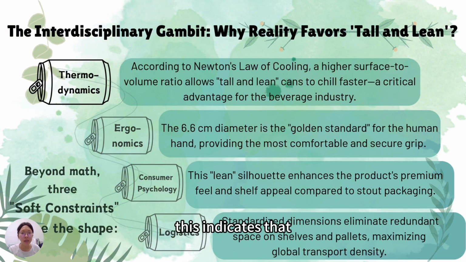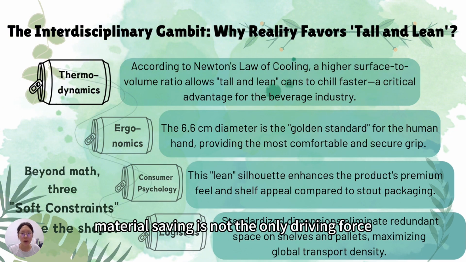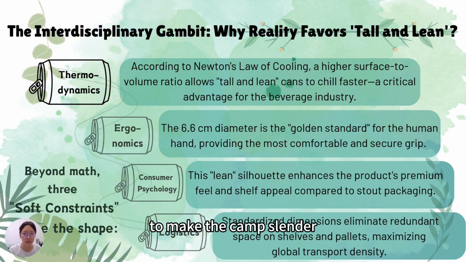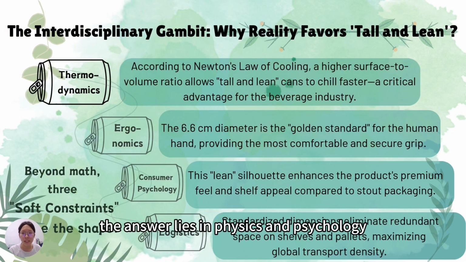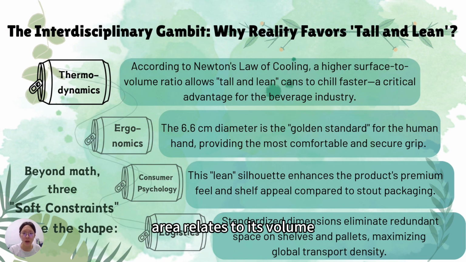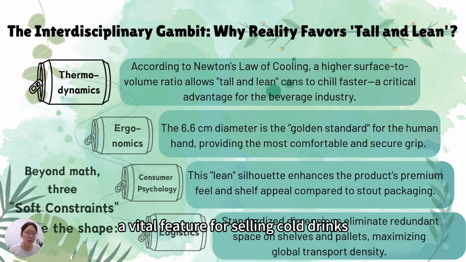This indicates that material saving is not the only driving force behind the soda can shape. Why is reality slender? Why do manufacturers risk wasting material to make the can slender? The answer lies in physics and psychology. According to Newton's law of cooling, an object's cooling rate depends on its specific surface area. A slender can has a larger surface area relative to its volume, meaning it chills faster in the fridge, a vital feature for selling cold drinks.